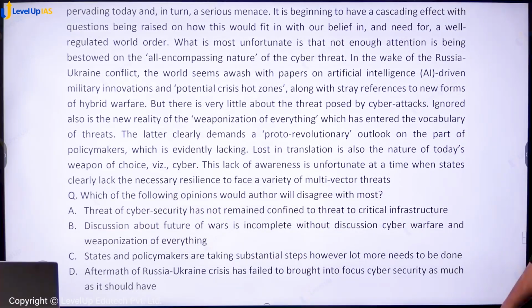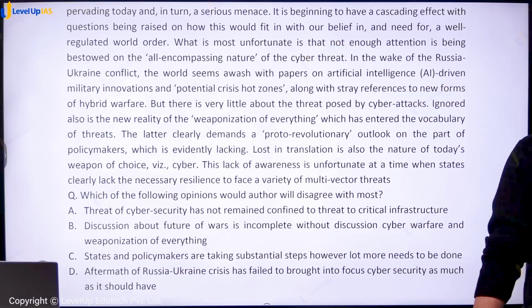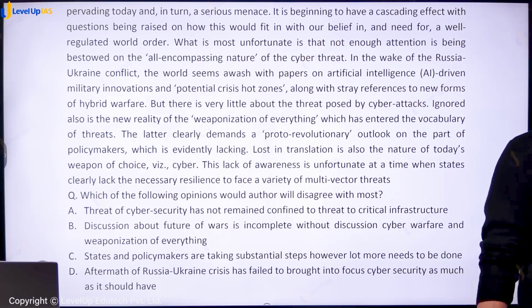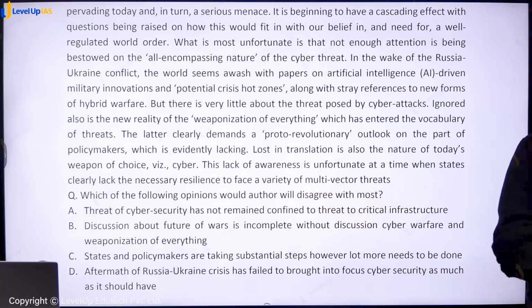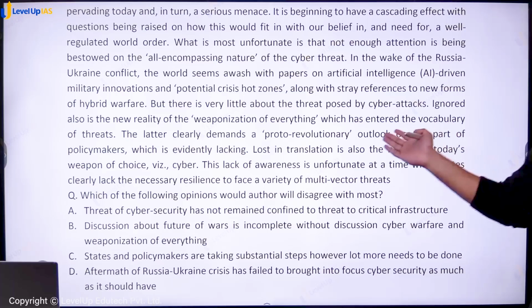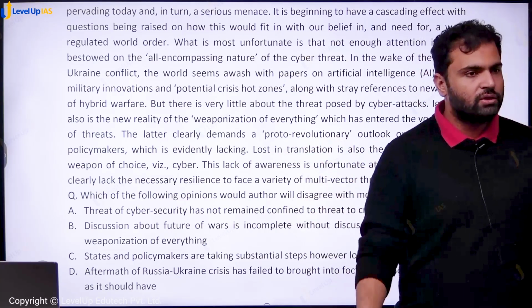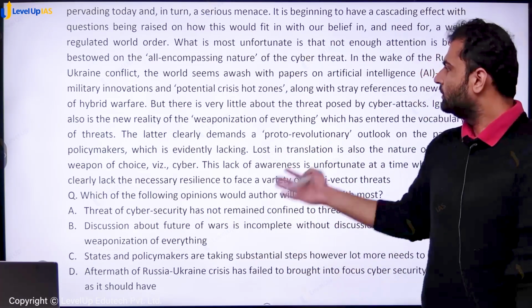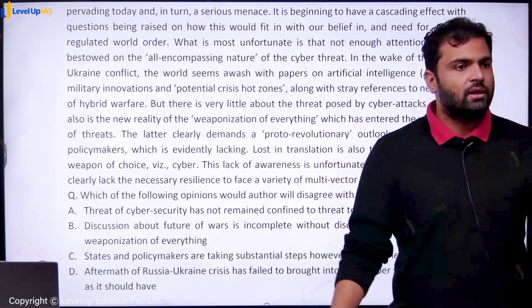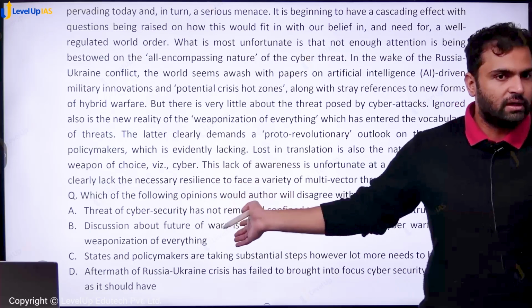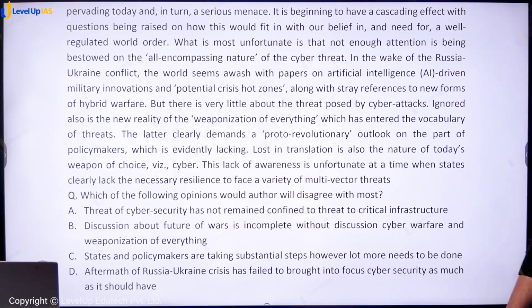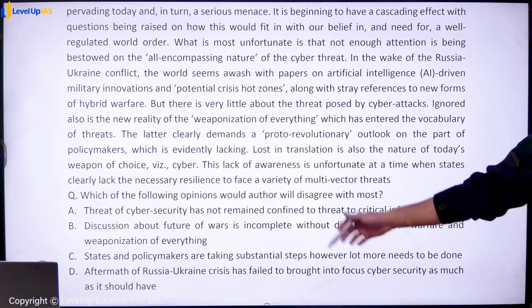The latter clearly demands a proto-revolutionary outlook on the part of policymakers, which is evidently lacking. तो author बोल रहा है कि है ही नहीं. Evidently मतलब evidence है उसका that policymakers does not seem to include this proto-revolutionary approach. Proto-revolutionary is almost revolutionary. Weaponization of everything means every little thing, that is every connected device is a potential weapon. साइबर सिक्योरिटी की बात कर रहे हैं ना. Lost in translation is also the nature of today's weapon of choice, that is cyber.